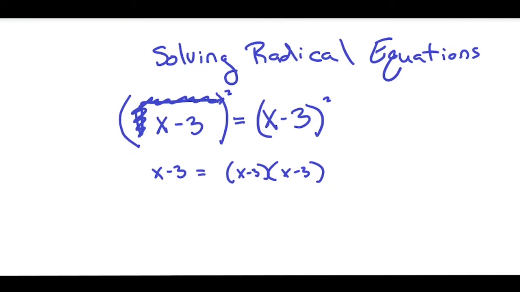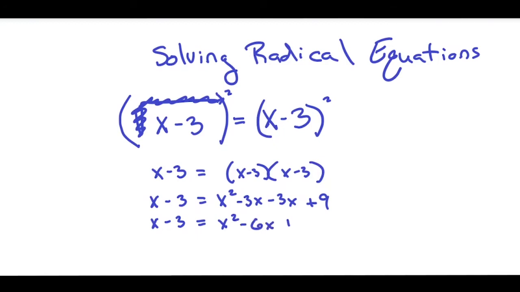And I can do FOIL on that. So I'm left with x minus 3 on the left, and I'll do FOIL on the right, which is x squared minus 3x minus 3x plus 9. And I will simplify my right side. So I'm left with x minus 3 is equal to x squared minus 6x plus 9.